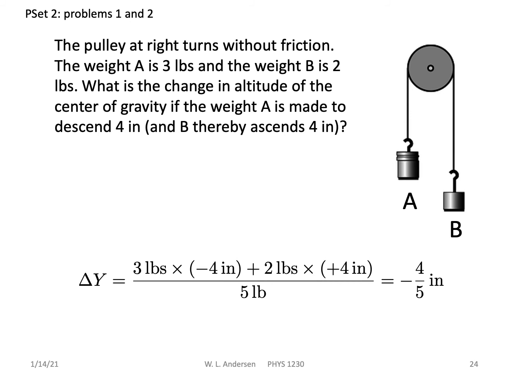So let's consider what happens if A goes down by 4 inches and B goes up by 4 inches with the same weights. Well, if you just go ahead and plug in the numbers, you see 3 pounds times negative 4 inches, since A is, we're supposing, descending, going down by 4 inches. And then B, the 2 pound weight, is going up by 4 inches. In that case, you get negative 4/5 of an inch. So in this case, the center of gravity descends.